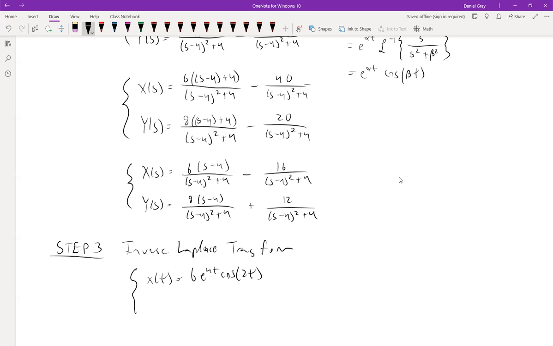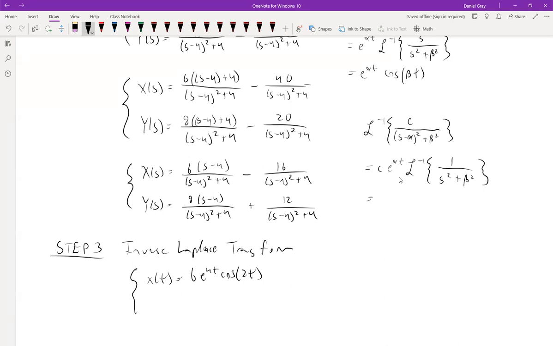And now I need to subtract off this 16 over (s minus 4) squared plus 4. That requires yet another inverse Laplace property here. Let's say we have any constant you want, divided by (s minus alpha) squared plus beta squared. I could start off by factoring the constant out, and then for the Laplace inverse, since this is an s minus alpha squared, I'm going to get an e to the alpha t from that. And now this becomes the Laplace inverse of just 1 over s squared plus beta squared.